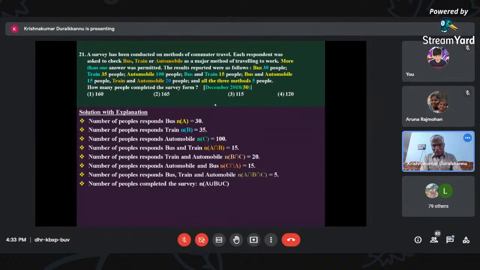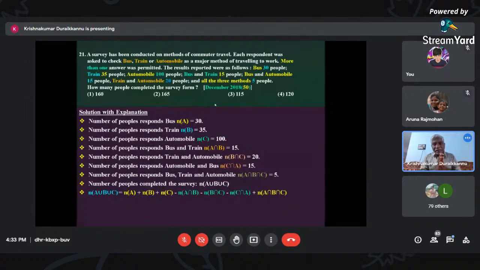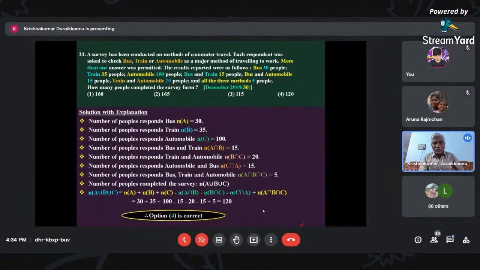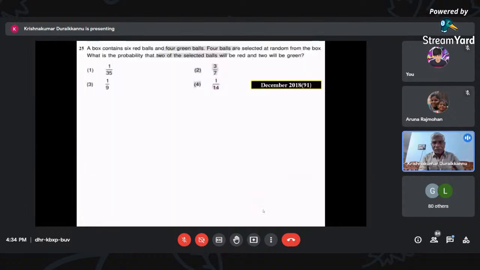Number of people who completed the survey: N of A union B union C equals N of A plus N of B plus N of C, minus N of A intersection B, minus N of A intersection C, minus N of B intersection C, plus N of A intersection B intersection C. Now we can put in the resultant values. After applying these values, we get 120. That is, the result is 120.